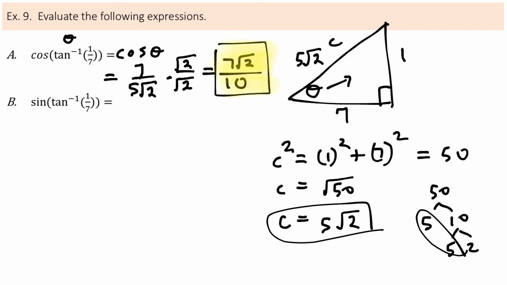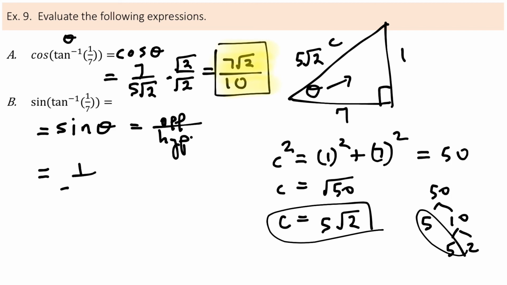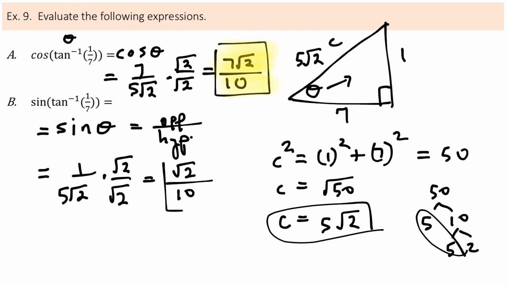All right, in part B, I'm asked to find the sine of the angle whose tangent is 1/7. So that's the sine of theta. So that's equal to my opposite over my hypotenuse. So my opposite is 1, and my hypotenuse is 5√2. So I'll rationalize that denominator, and I'll get √2 over 5 times 2, which is 10. So my sine of the angle whose tangent is 1/7 is √2 over 10.